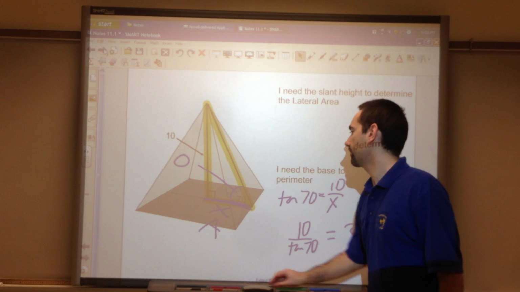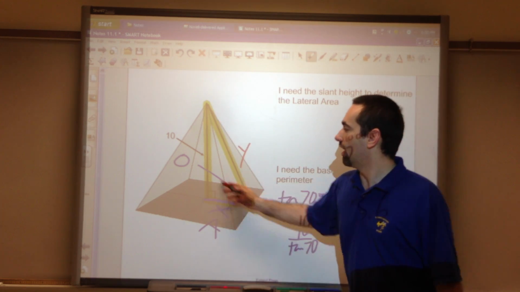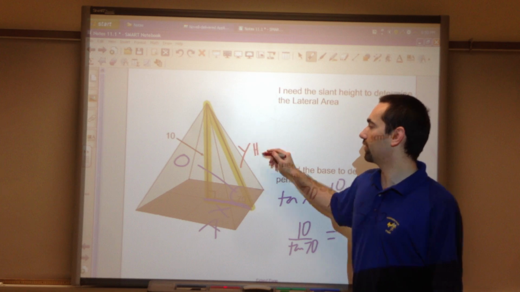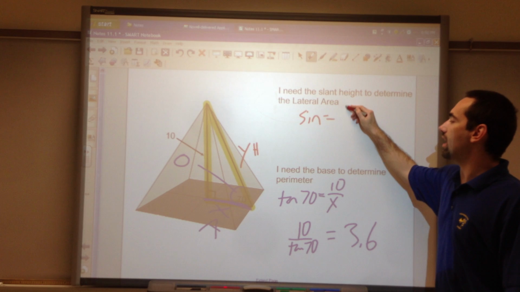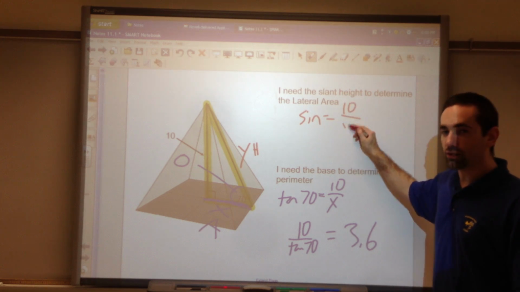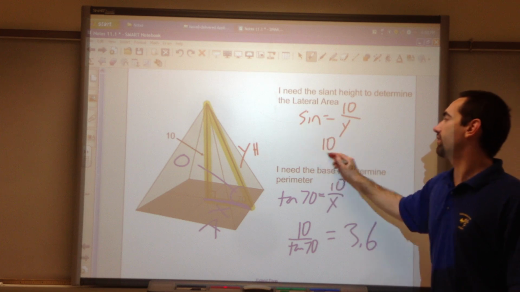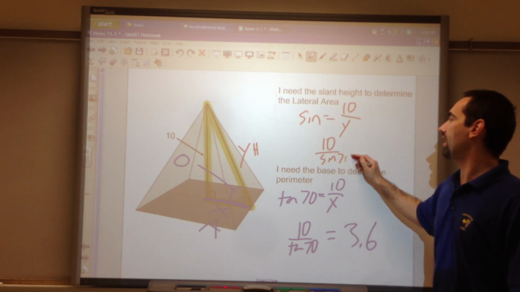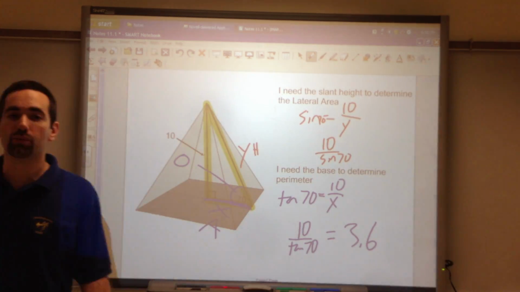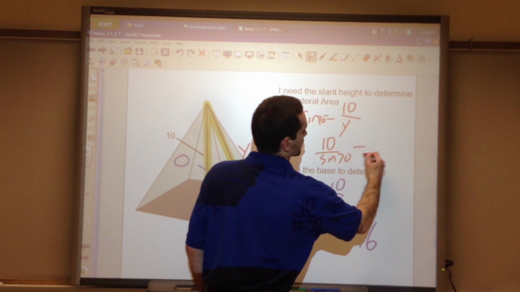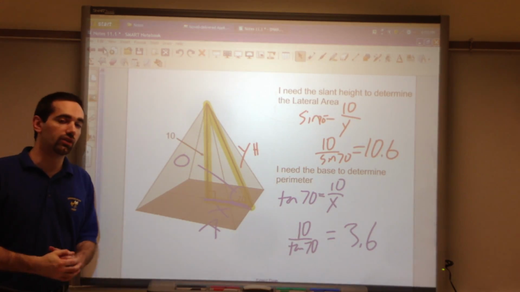I round it. To find the slant height, I'll call it y, opposite, hypotenuse, so sine. It's the opposite over the hypotenuse. Y is on the bottom, divide. 10 divided by sine of 70, we get 10.6. So you need to be aware that you might need to be able to use these.